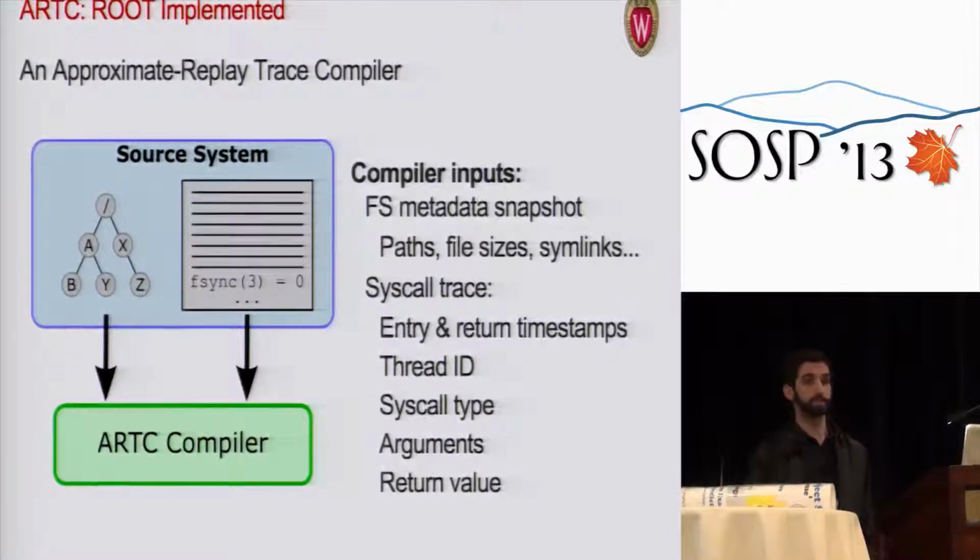And the meat of it is the system call trace, which for each system call gives you timestamps on entry and return, so we can see exactly how system calls were overlapped in the trace, which thread issued the system call, what type of call it was, its arguments, and importantly its return value, so that we can verify that the behavior of the replay matches the behavior recorded in the trace.